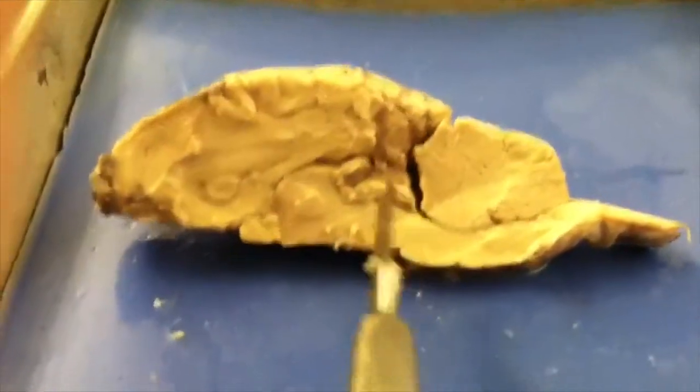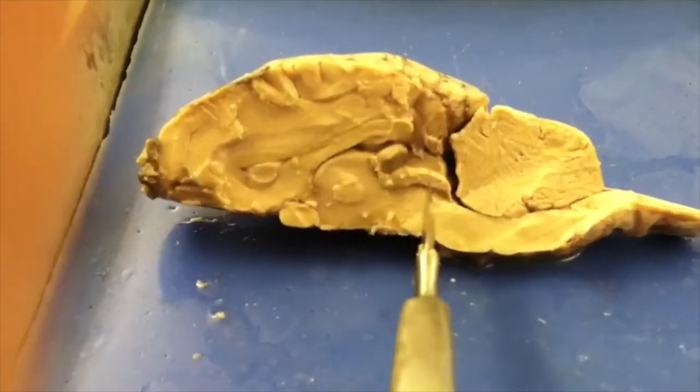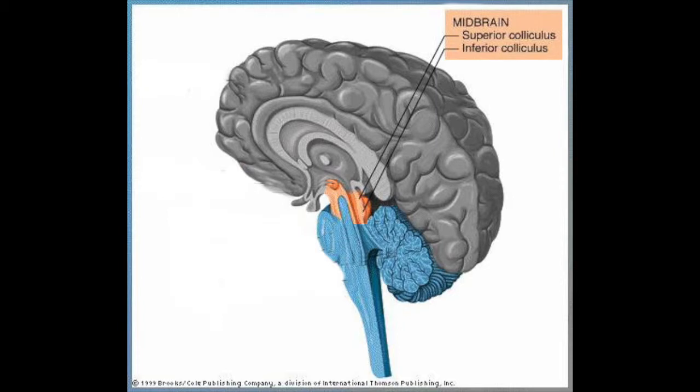This is the midbrain, also known as the mesencephalon. This part of the brain is a relay information system for the auditory, visual, and motor systems.